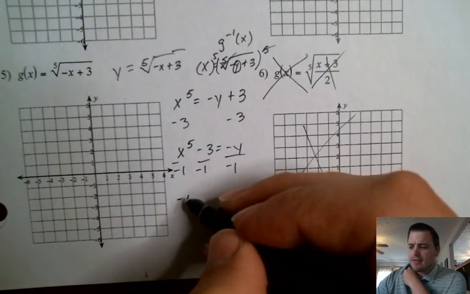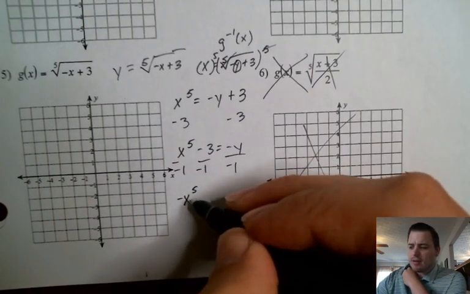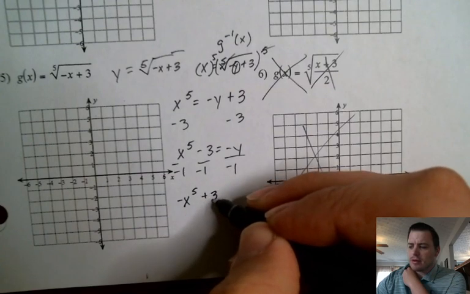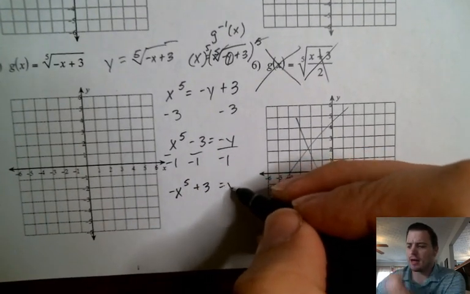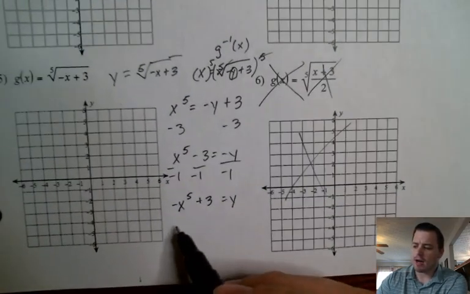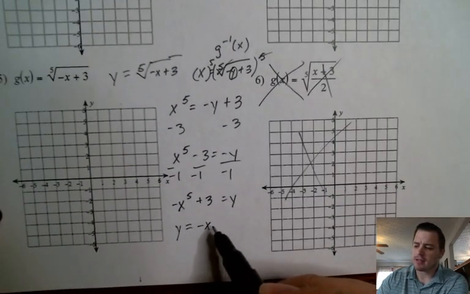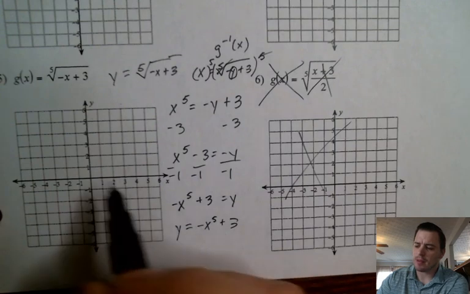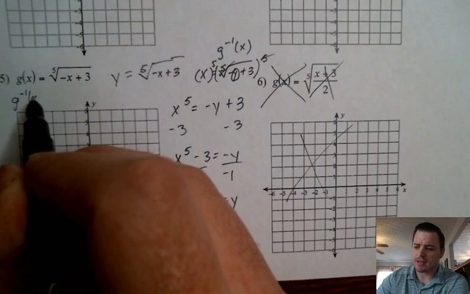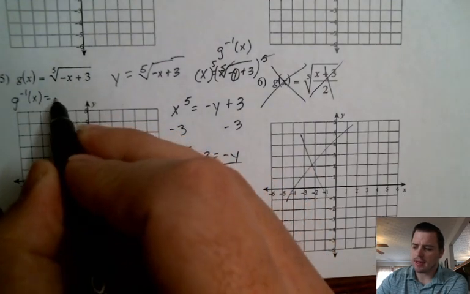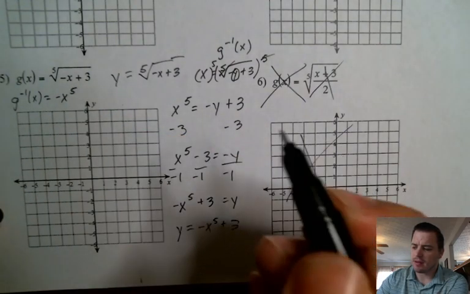So that's negative x to the fifth plus 3, because a negative divided by a negative is a positive, and then equals y. And then I'll write it as y equals negative x to the fifth plus 3. So if this is g of x, the inverse of g of x is equal to negative x to the fifth plus 3.